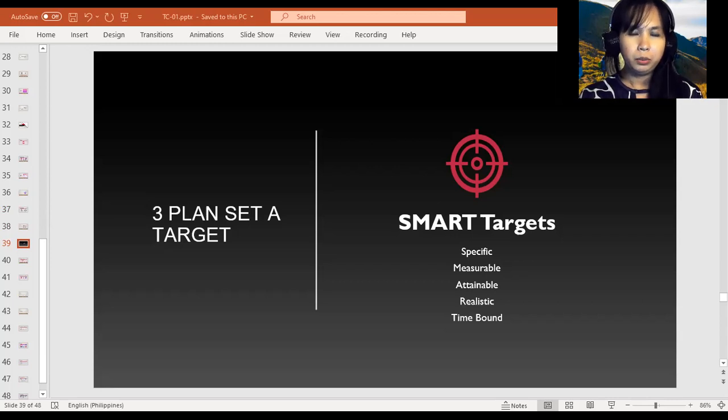Then targets must be time bound. In other words, we must state when we hope to reach the goal or target in question. And this is extremely important as it creates a sense of urgency and commitment, no?